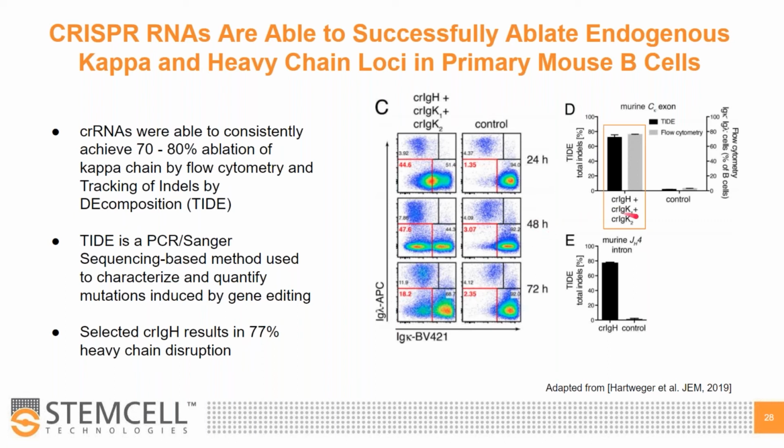Further, they show that by TIDE analysis and flow cytometry, they get very similar results, and they're able to ablate about 70 to 80% of their light kappa chain genes. And when looking at the heavy chain, they're able to ablate 77% of the heavy chain genes.